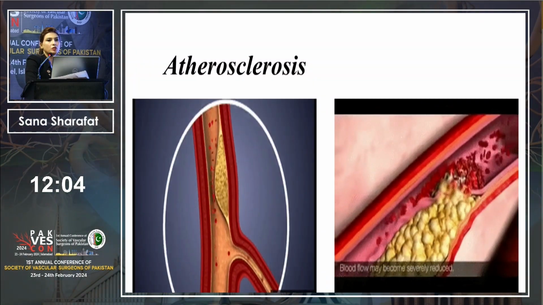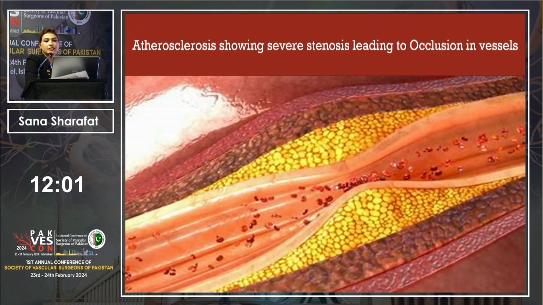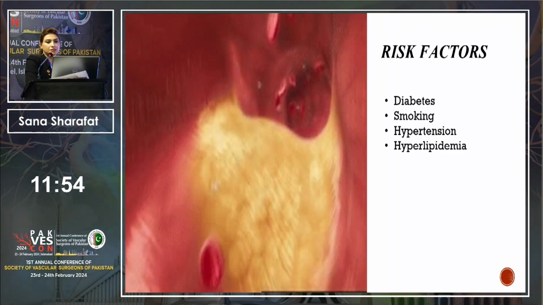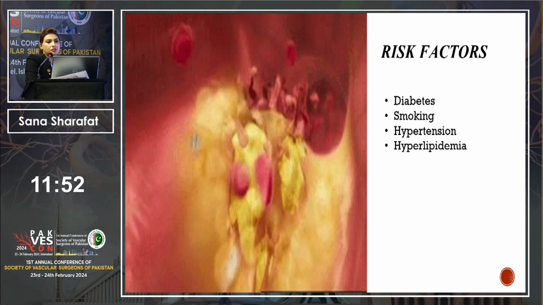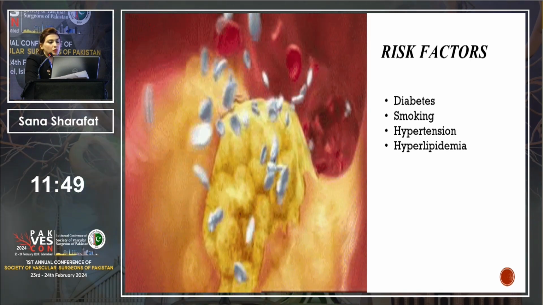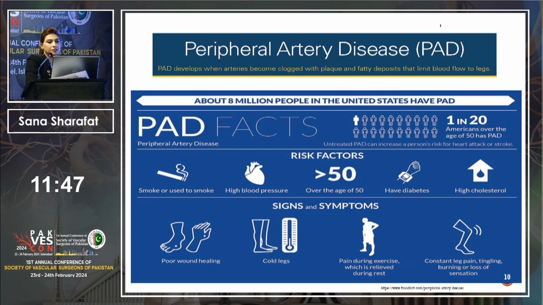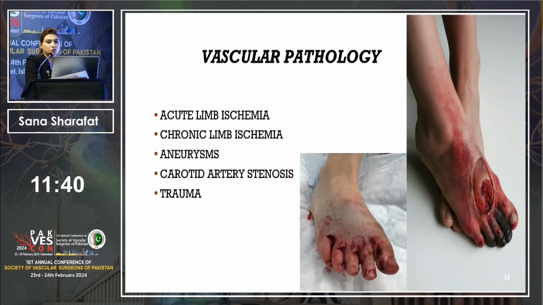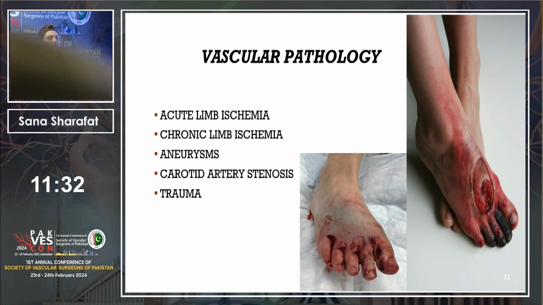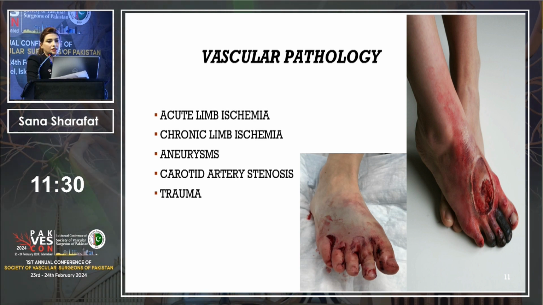It is primarily caused by atherosclerosis, which is initiated by endothelium activation and followed by a cascade of events leading to accumulation of lipids, fibrous elements, and calcifications. The major risk factors are diabetes, smoking, hypertension, and hyperlipidemia. Plus, there is a recent increase in thromboembolism because of COVID-19, because it damages the endothelial lining, leading to limb ischemias. The major vascular pathologies that we are dealing with these days are acute limb ischemias, chronic limb ischemias, aneurysms, carotid artery stenosis, and trauma.